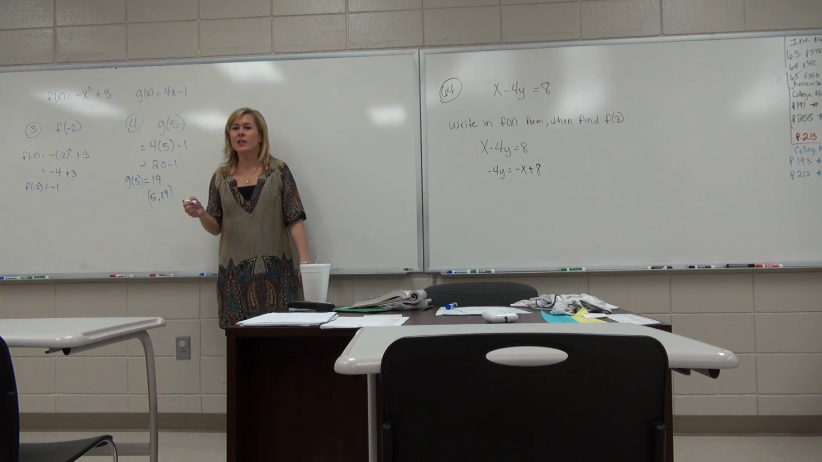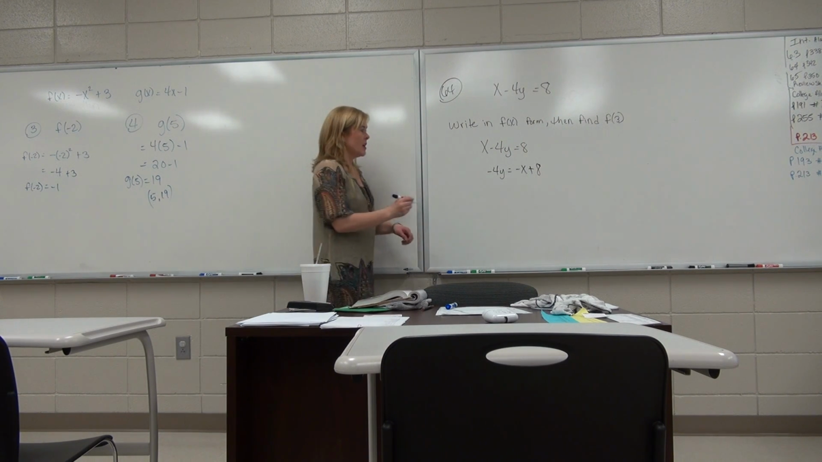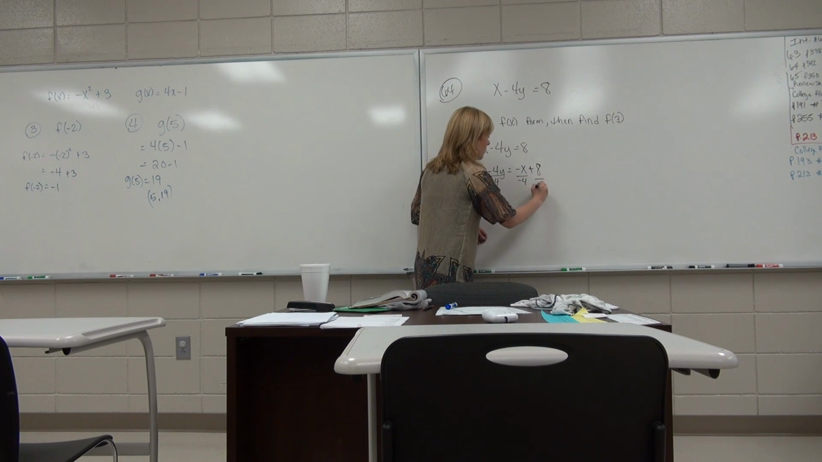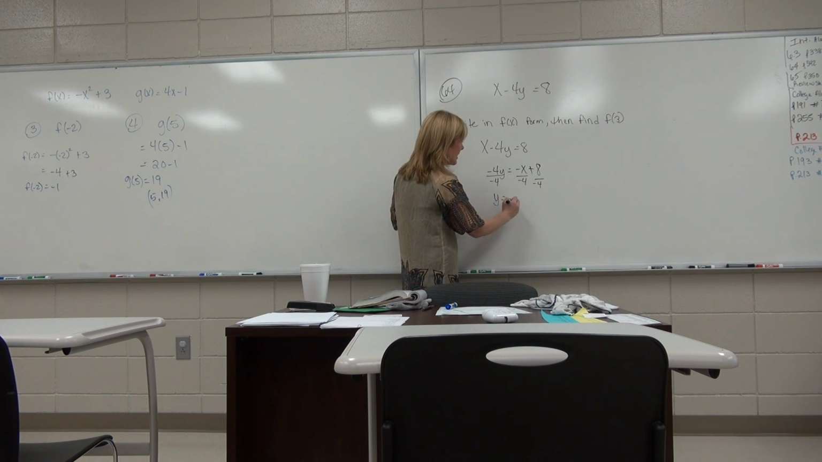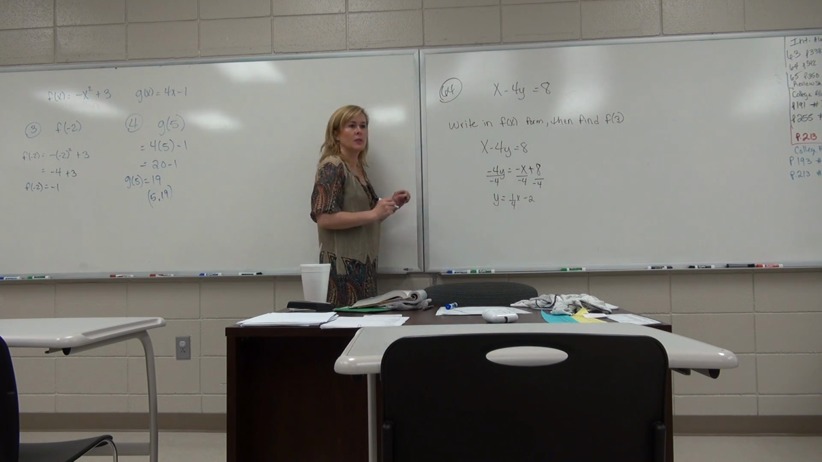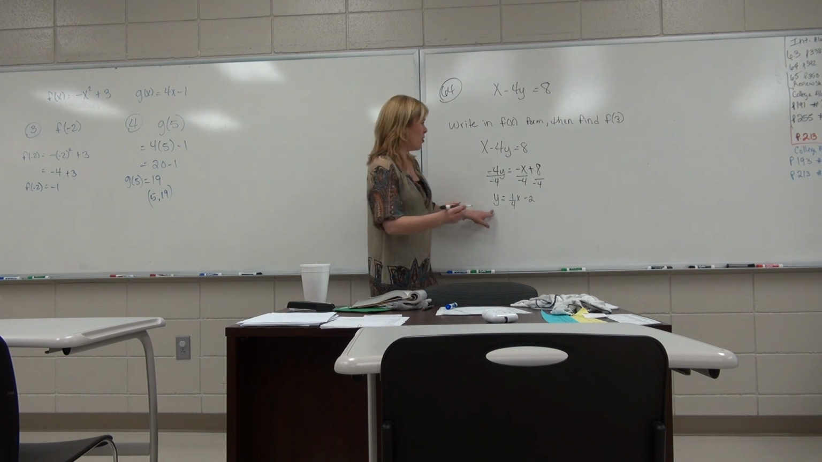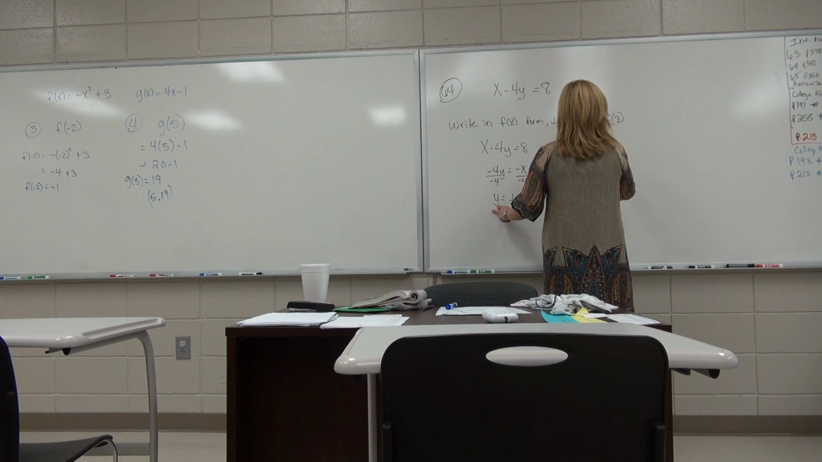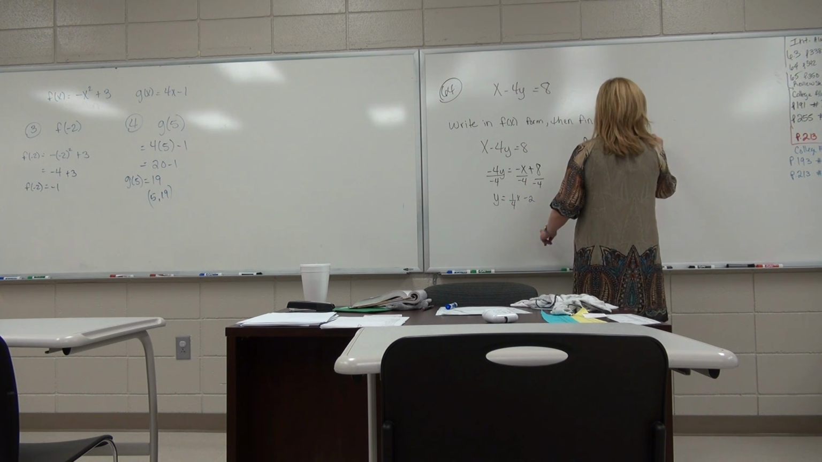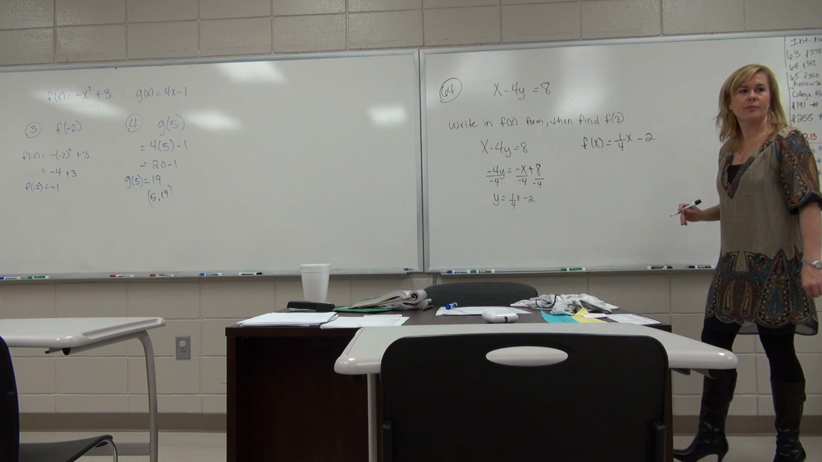Now what do I need to do to get the y by itself? Divide everything by negative 4. So that gives me y is equal to, two negatives make a positive, 1/4 x minus 2. Now I can write it in function form. I can replace the y with f of x. So f of x would be equal to 1/4 x minus 2.